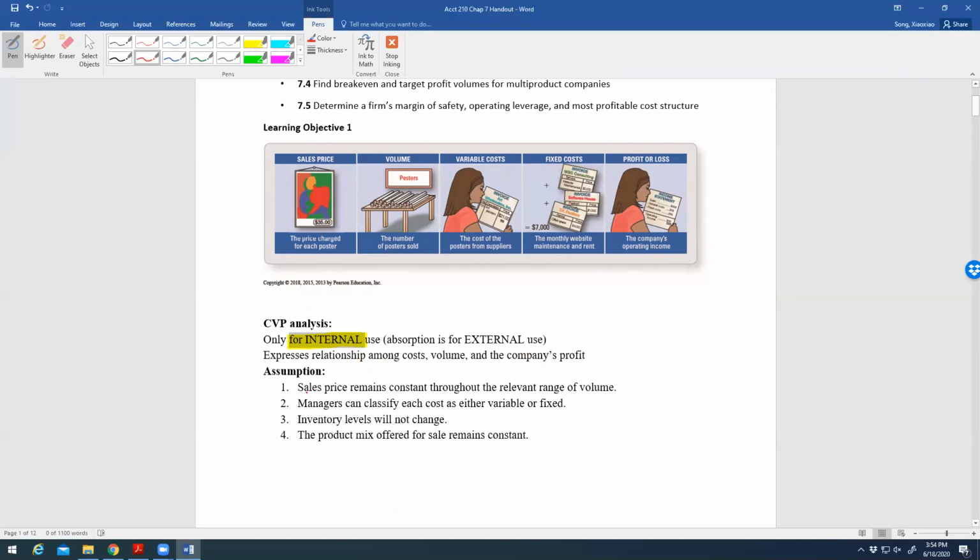CVP. There are 4 assumptions. I'm not going to explain in detail. Read your textbook. So first thing is that the sales price we think remains constant. So no matter the demand is high or low, it doesn't really change for the range of volume. And then we can classify all the costs as either variable or fixed. I know you said, hey, chapter 6, we talk about mixed cost. But in this chapter, we just assume it's either variable or fixed. It cannot be both. And then inventory will not change. Our production will be the same as our sales. We don't worry about if it doesn't match. We don't worry about that now. Product mix will be constant. We talk about product mix later.